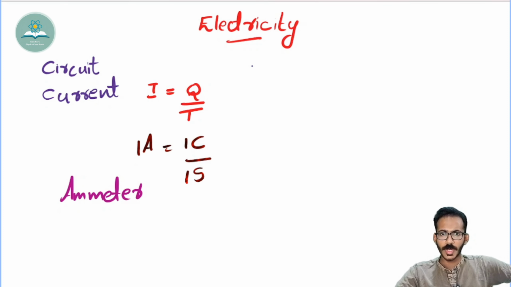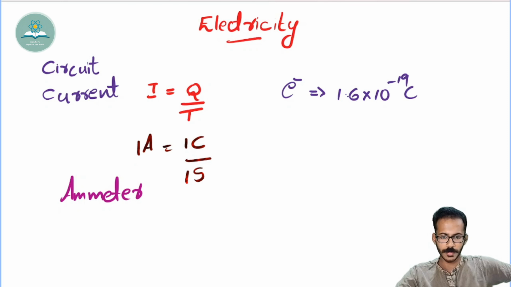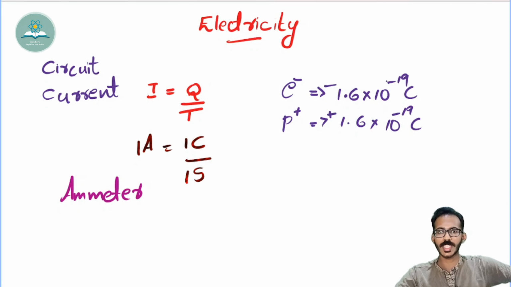Now let's discuss a little bit more about this part. Electric current is actually flow of charges. Here, the charge that flows is electron. It's the flow of electrons. We know the charge of an electron is 1.6 into 10 raised to minus 19 coulomb. At the same time, we know charge of proton is also 1.6 into 10 raised to minus 19 coulomb. The difference is electron is negatively charged and proton is positively charged.